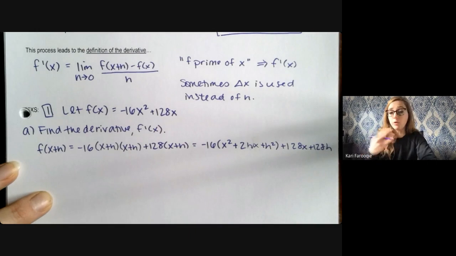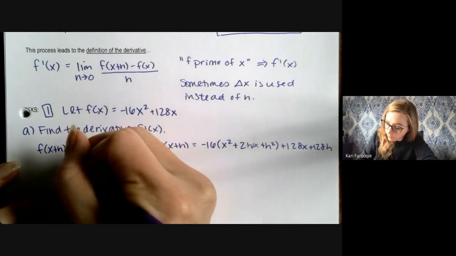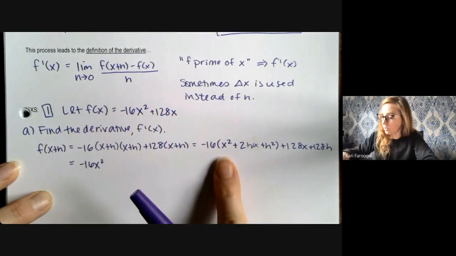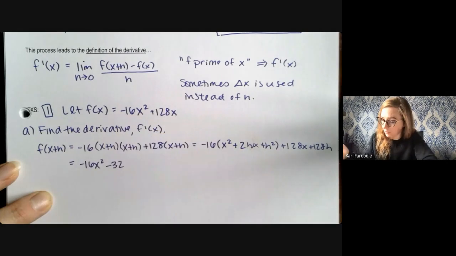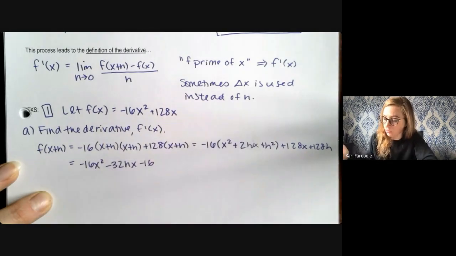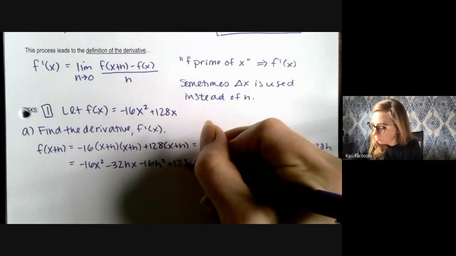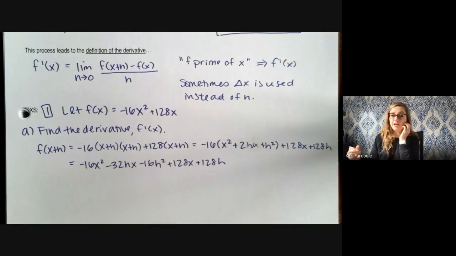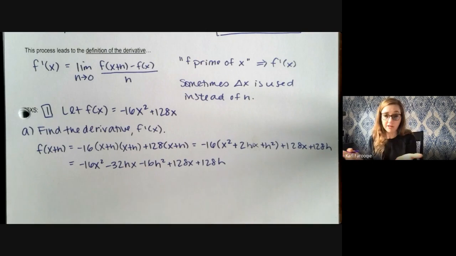Now I'll simplify that, and then we'll put it all together in the difference quotient and find the limit. So I'm still working on f of x plus h. I'm going to just continue that on the next line. I have negative 16x squared minus 32hx minus 16, just distributing this negative 16 into the parentheses, h squared, plus 128x plus 128h. So that is f of x plus h. Now check to make sure that there's nothing that you can cancel out here, but there is not. So this is as simplified as it's going to get.